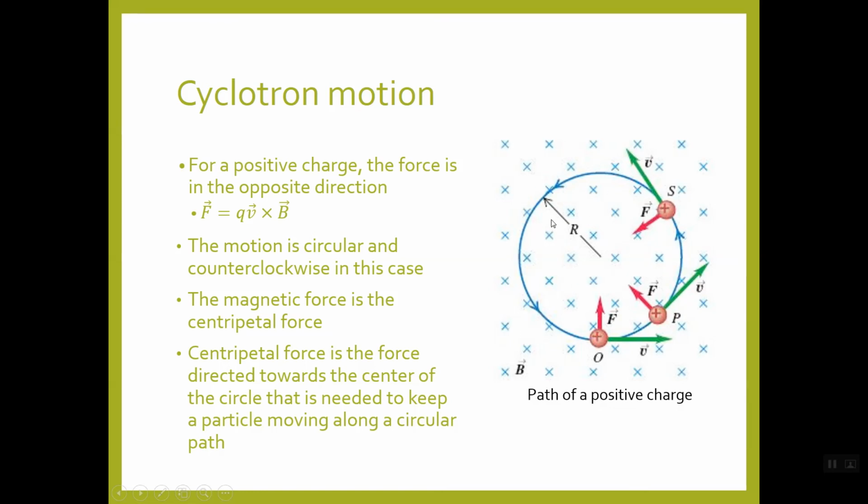So we know that whenever a particle is moving in a circular path, it has to have a force that's keeping it in that circular path. And that force is called the centripetal force. And in this case, our centripetal force is this magnetic force. So remember, the centripetal force is a force directed towards the center of the circle that is needed to keep a particle moving along a circular path. And this positive particle here is moving in a circular path because there's a magnetic force acting on it.